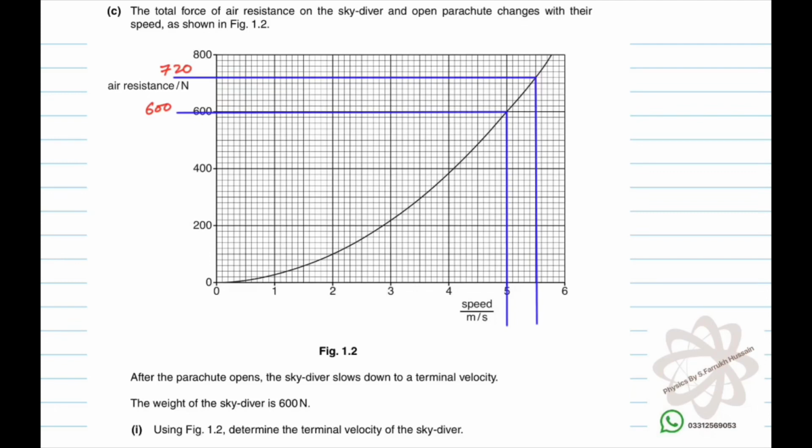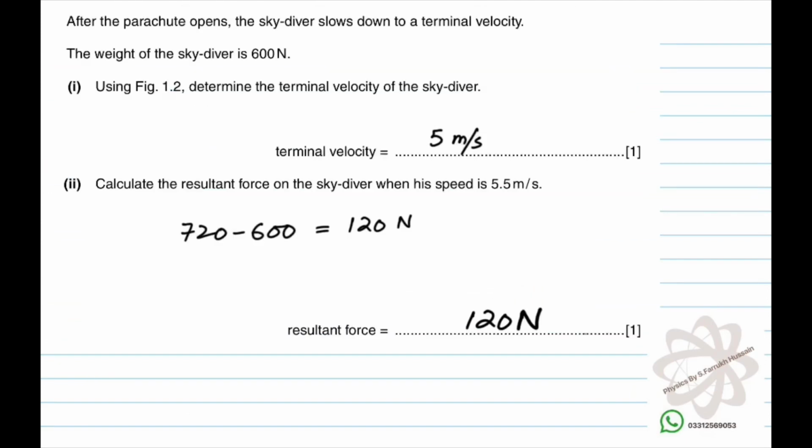So according to this, the resultant force is the difference of all the forces. The upward force is 720 Newton, the downward force is 600 Newton. So the difference between the two forces, 720 Newton and 600 Newton, is 120 Newton. So 120 Newton is the resultant force acting on the skydiver.